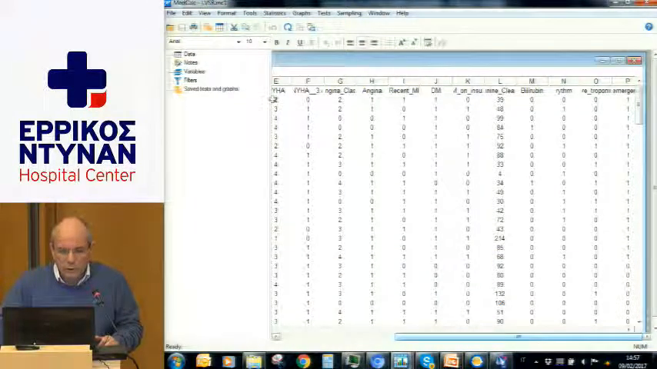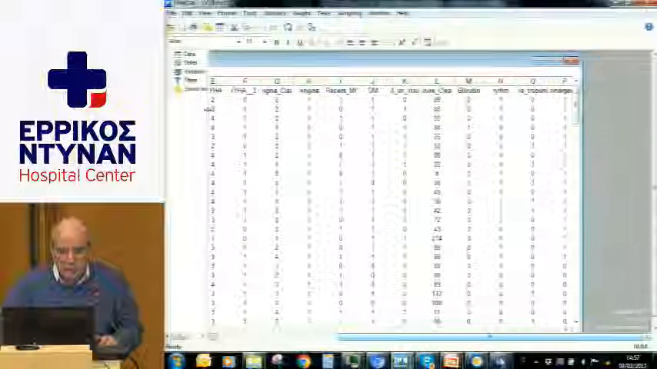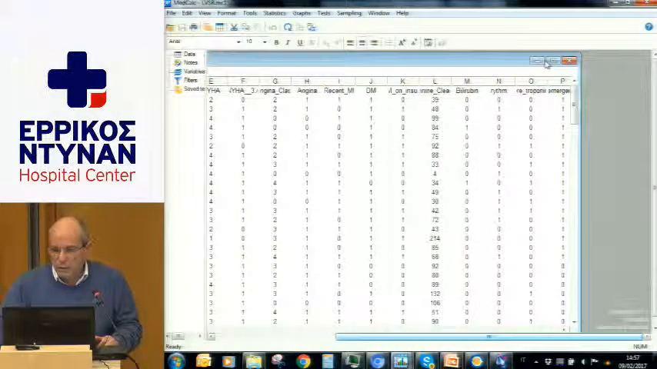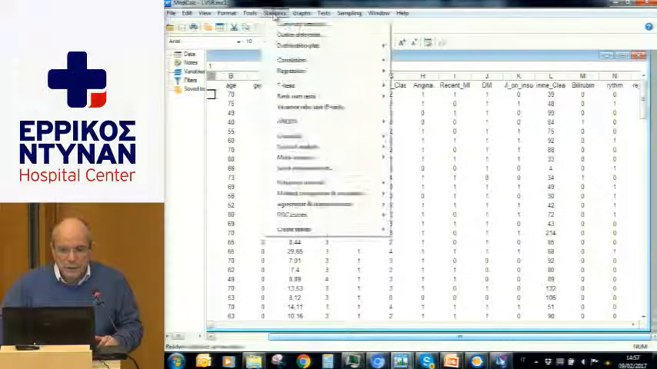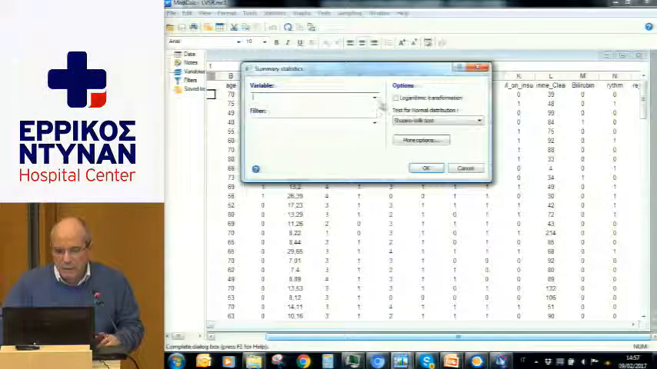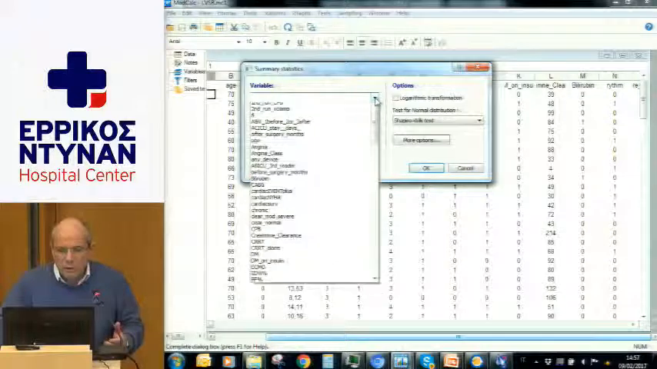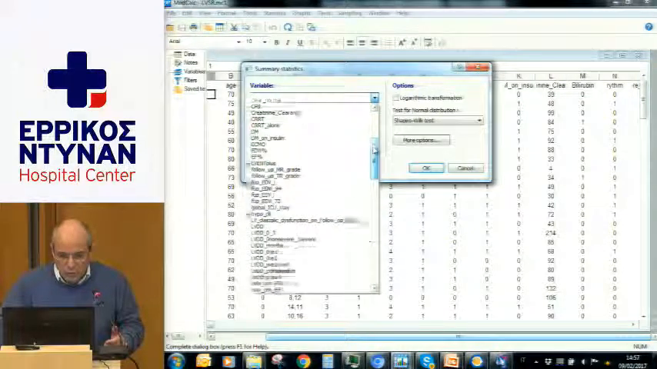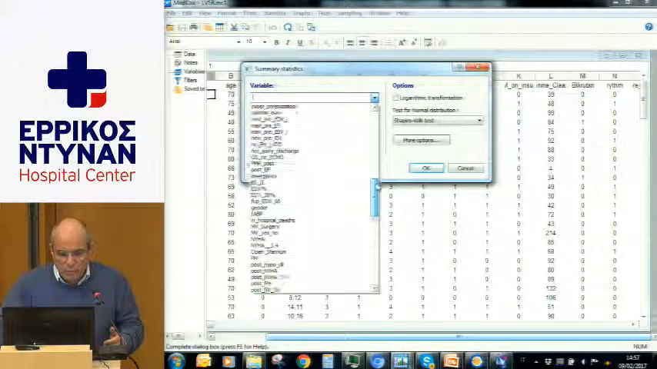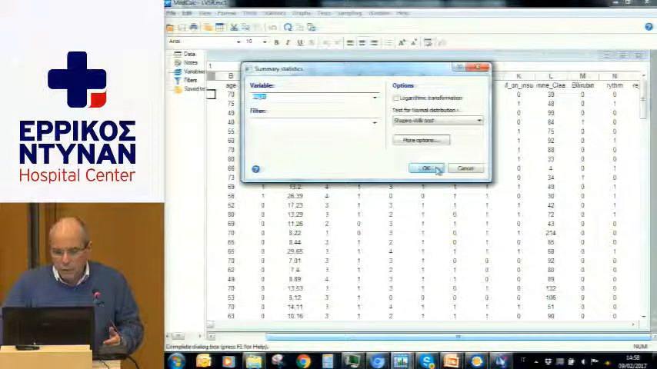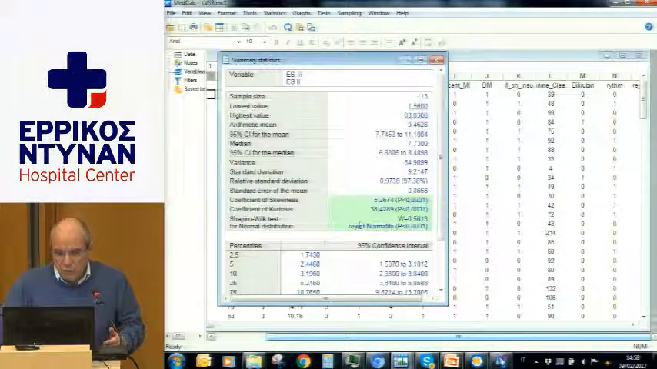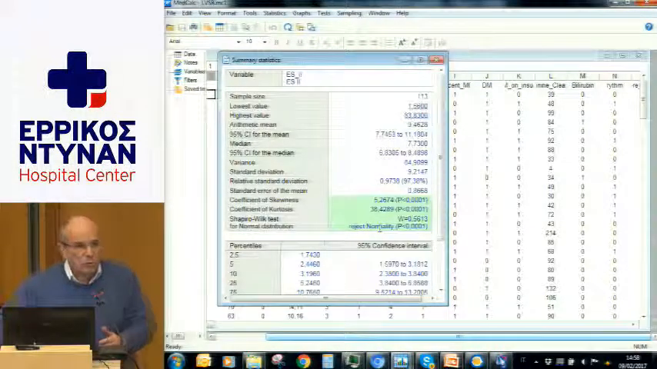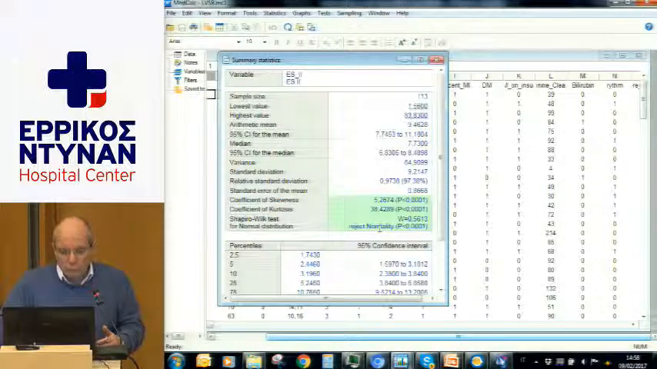You go here. Let me see if I can change this one. At least we can move more. Okay. Statistics. Again, summary statistics gives you the idea about the variable. Now you look, these are the list of all the variables that are in the database, and you put Euroscore 2, and you have a Euroscore 2. You see, reject normality. So the Euroscore in this patient is not normally distributed.